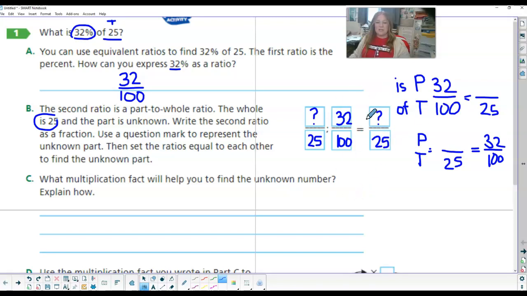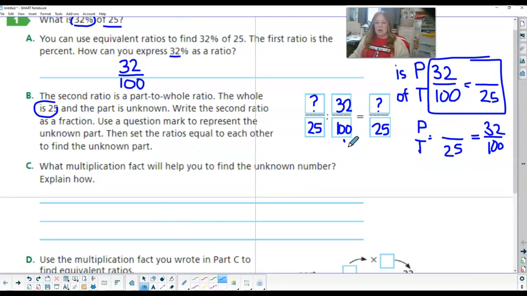So this is the problem we're doing, right? This is what we're looking for. So what multiplication fact is going to help us get from here to here? So how do I get from 100? I can either divide by something to get to 25, or I can take 25 and times by something to get to 100, but it's going to be the same thing.